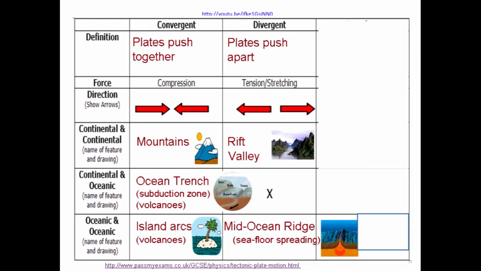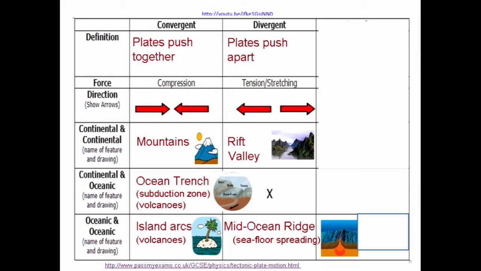All right, let's talk about divergent. Just like the movie, when things move away from each other, divergent means to push apart. If you look at the arrows, you can see that they're moving away. If you look at the force, this is represented by a stretching or tension force. The way I like to help y'all remember it is, think about it: if your parents get a divorce, they move away from each other and it causes a lot of tension in the family. So the two types that it can make, because this does happen with continental, is it creates rift valleys.